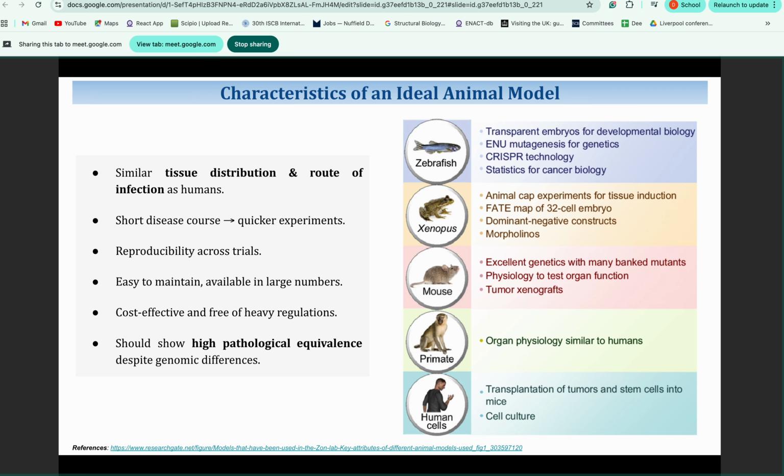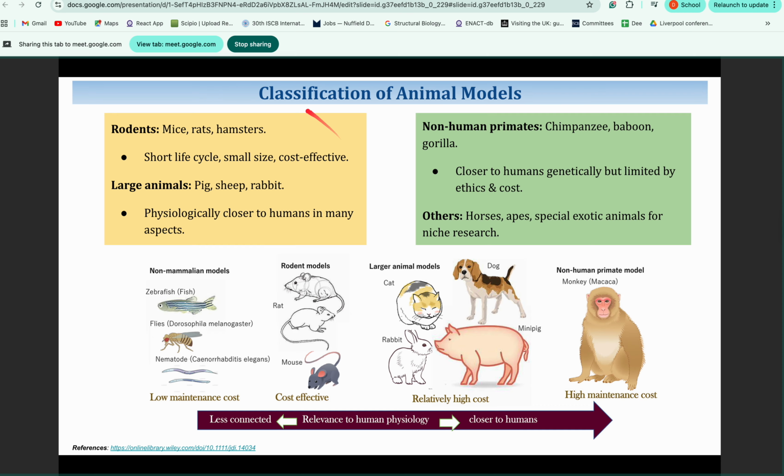Now there is classification of animal models. So there are two categories which we have seen previously. First is the rodents, where we have mice, rats, hamsters. They have a short life cycle and they are small in size and quite cost effective. Other than rodents, we also have non-mammalian models such as zebrafish, flies, nematode, which are also low maintenance.